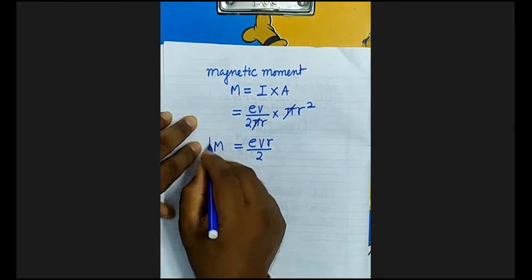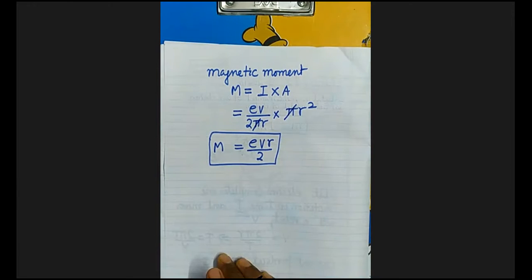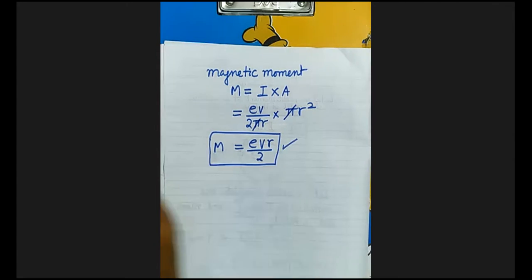This is the orbital magnetic moment of an electron in a hydrogen atom or of any electron. It is clear. It is not necessarily in a hydrogen atom. This is the orbital magnetic moment of any electron which is doing orbital motion around the nucleus.